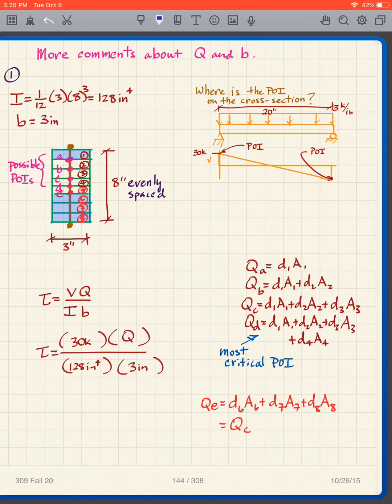So let's consider our rectangular beam cross-section. And let's say that we have 8 evenly spaced laminations in it. And I'm going to consider these potential points of interest here, A, B, C, D, and E.